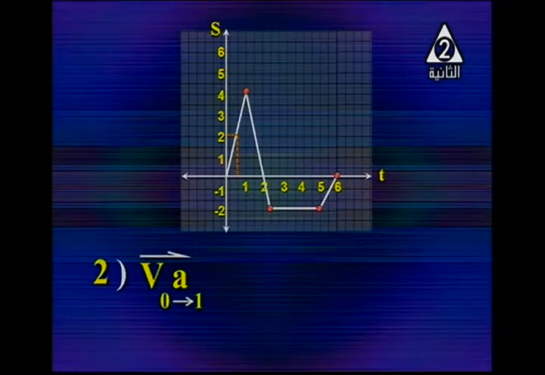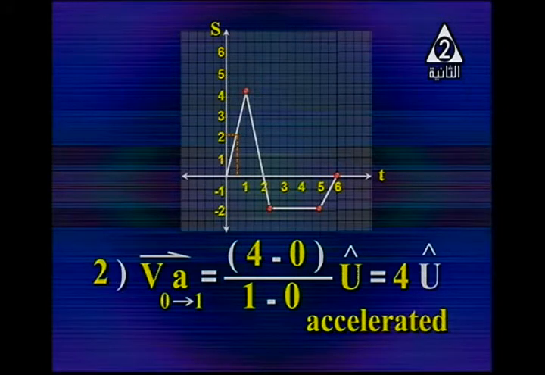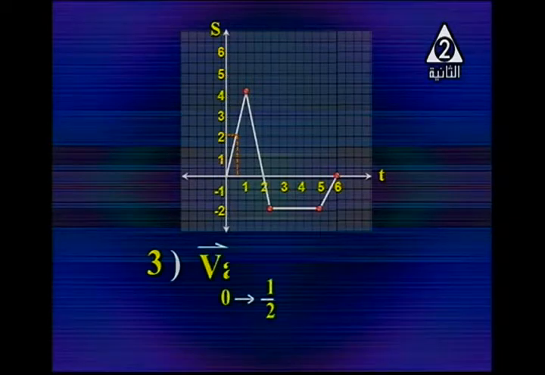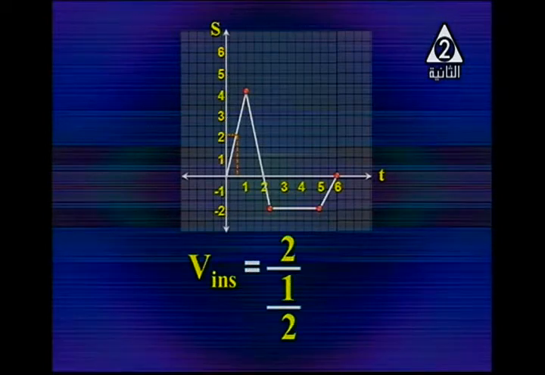Number 2, when from 0 to 1, v equals S2 minus S1 over T2 minus T1 equals 4 over 1 equals 4, accelerated velocity. v from 0, acceleration from 0 to half, 2 over half equals what? Equal 4. v initial in this instant, 2 over 1 over 2 equals also 4.